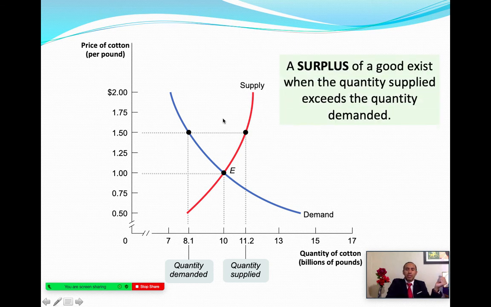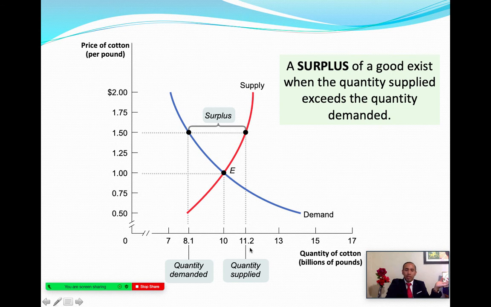The surplus exists whenever the quantity supplied at 11.2 is greater than the quantity demanded at 8.1, or exceeds the quantity demanded, because it's not in equilibrium. So you have to take the difference between 8.1 and 11.2. The difference between those two is considered a surplus of goods, which in this case is about 3.1 units. We have a surplus of 3 units.